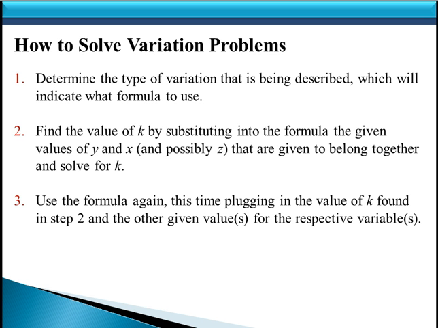Then you're going to use the same formula again, but this time you're going to plug in the value of k that you found in step 2 and the other given values for the respective variables. So for example, you might be given another value of x and you want to know what value of y belongs to that value of x according to this particular variation problem. So you'd plug in the k that you found and you'd plug in that known x value and then solve to find the unknown y value. This will make a little more sense once we go through an example.